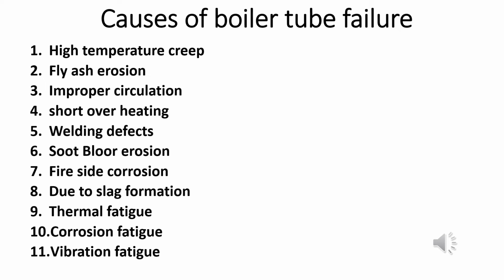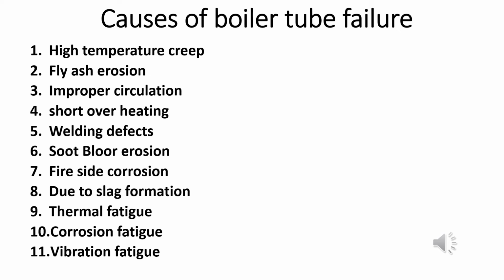And seventh is the fire side corrosion. Due to corrosion, there will be chances of the boiler tubes failing. If your flue gases are not in control, and the temperature of the flue gases goes down, then there will be acid formation. Due to acid formation, the fire side of the boiler becomes corroded. Due to corrosion, there will be chances of the tubes of the boiler failing.